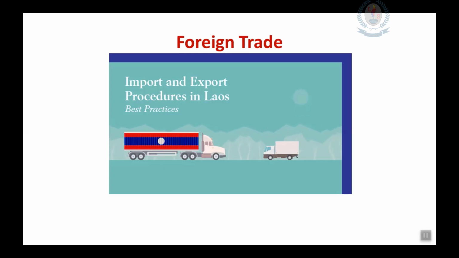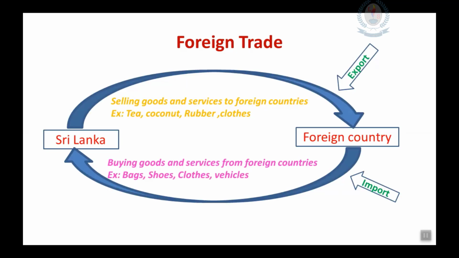Then first we talk about trade. Trade we divided into two parts: home trade and foreign trade. What is foreign trade? Foreign trade means import and export. What is export? The process of selling goods and services to foreign countries. We think about our country and another country. We export tea, coconut, rubber, cloth, etc.